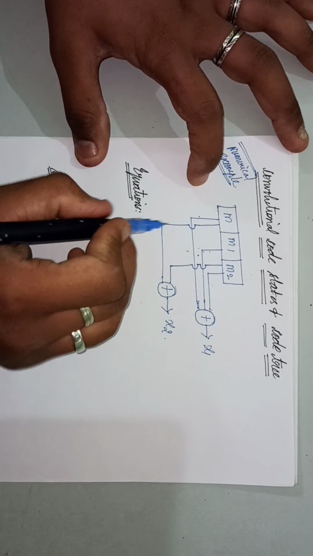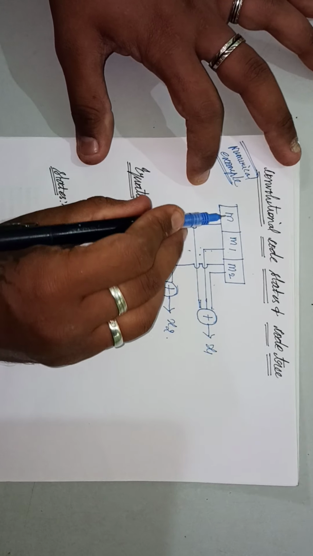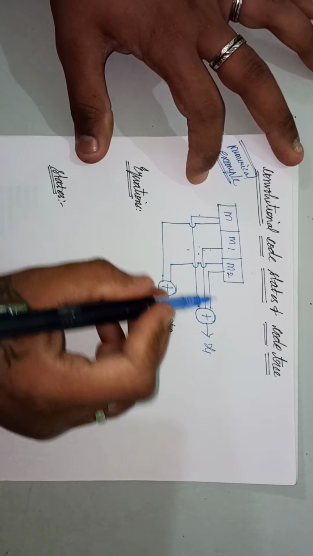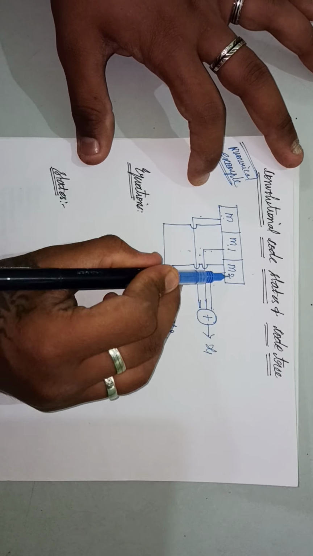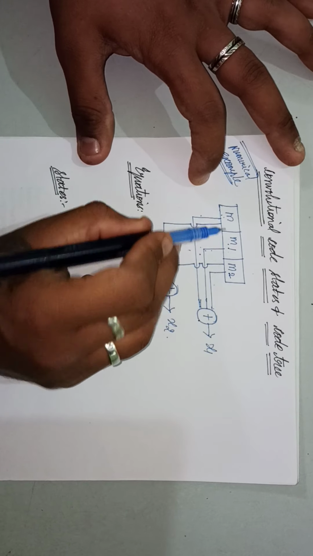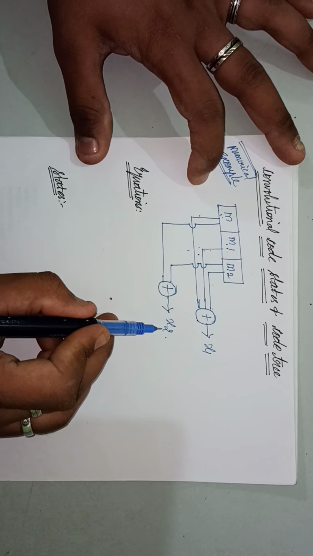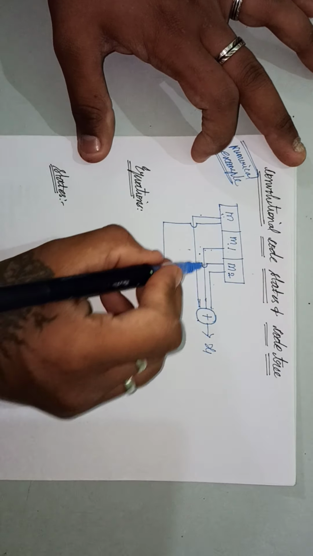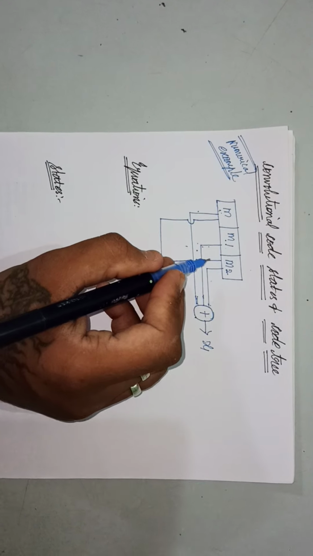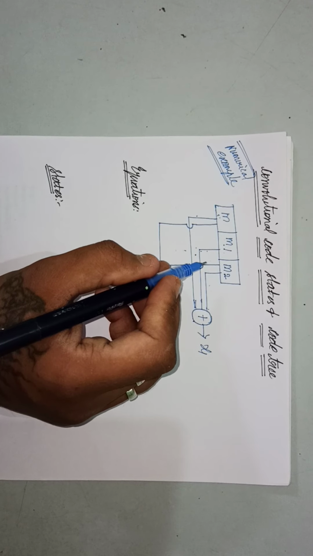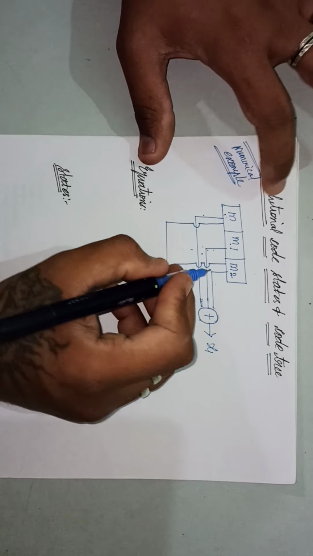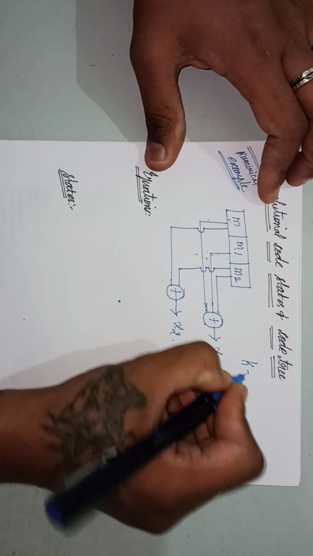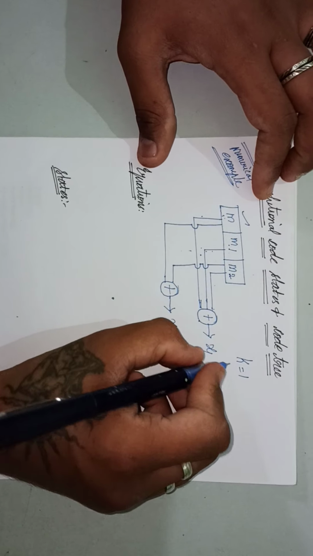An encoder is given to you. It has m1 and m2, where m, m1 and m2 are connected to x1, and m and m2 are connected to x2. So what is the value of small k in this equation? K equal to 1. Why? Because only one message bit is given.